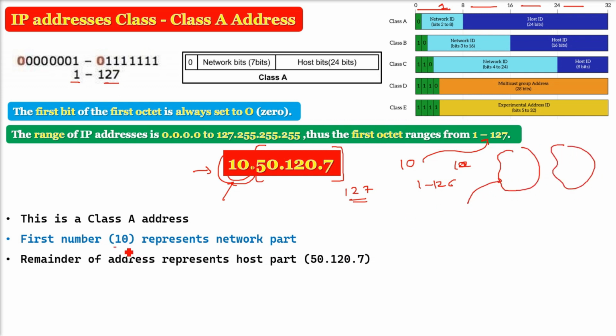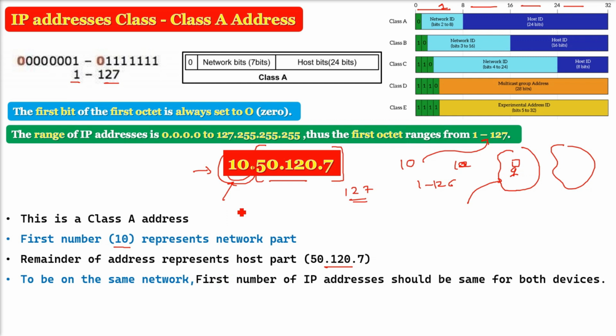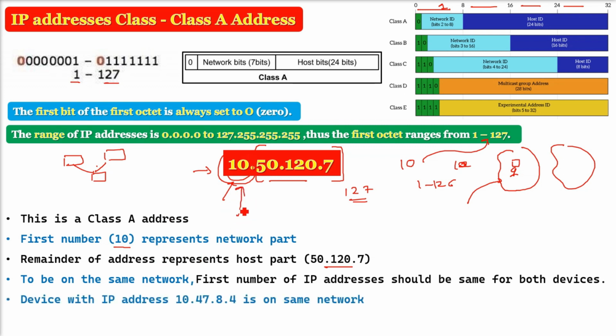So there can be multiple networks, and that is decided by 10, and 50.120.7 is deciding what is the host, what is the computer, what is the tablet inside that particular network. If you have two or multiple devices on the same network, the first number of the IP address, starting from the left, has to be between 1 to 126. So if I write 10.47.8.4, the first number is 10 in both IPs. That means these two IPs are hosts of the same network.